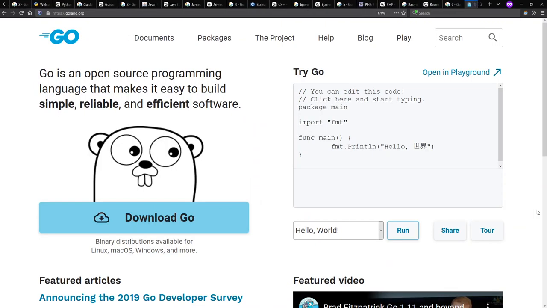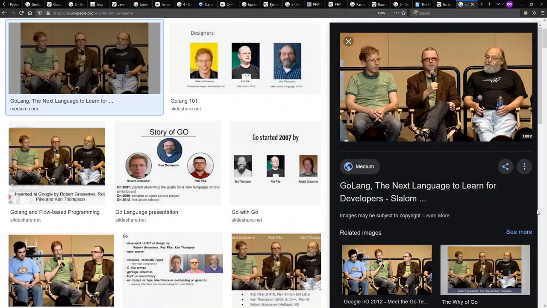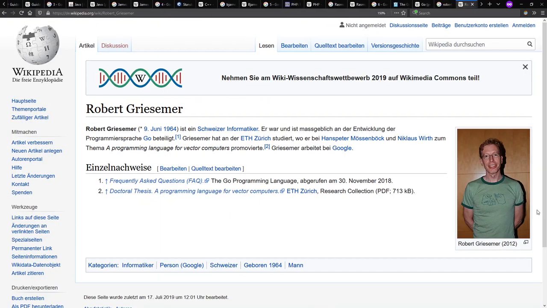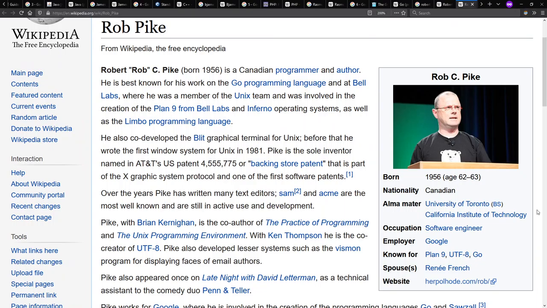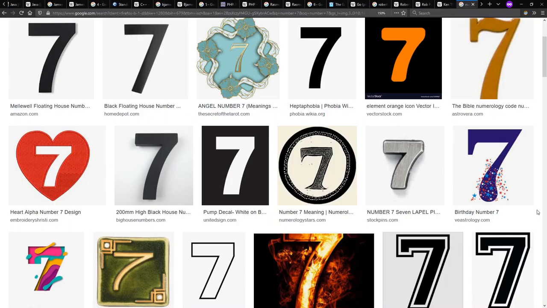Number six is Go, released originally in 2009, designed by Robert Griesemer, Rob Pike, and Ken Thompson. They've all been given equal credit. Here they are. Griesemer is from Switzerland, Pike is from Canada, and Thompson is from Louisiana, US.